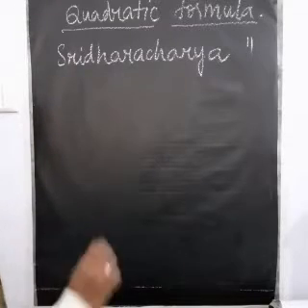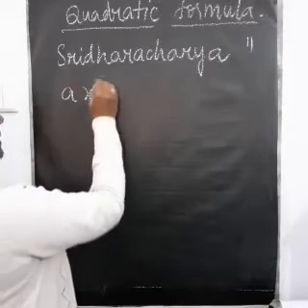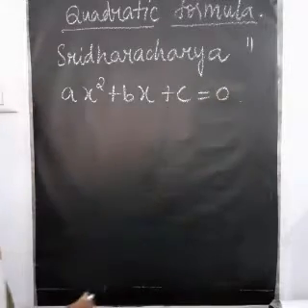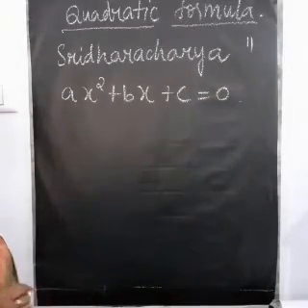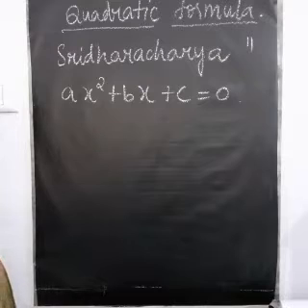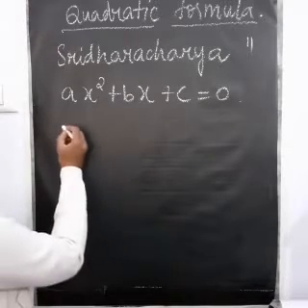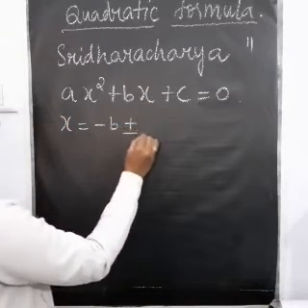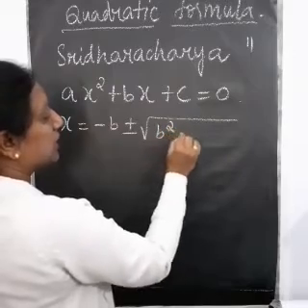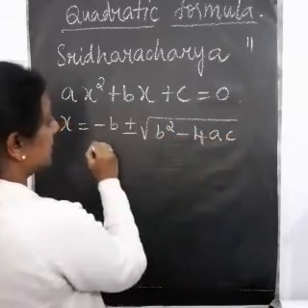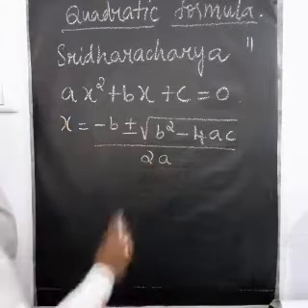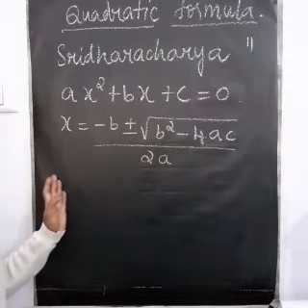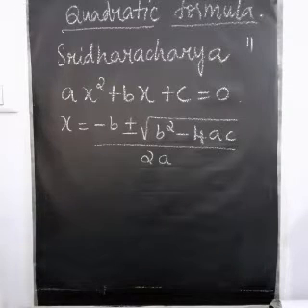Now the standard form of a quadratic equation is ax squared plus bx plus c equal to 0. Now to find the roots or the solution set of this equation, it was given by the formula x is equal to minus b plus or minus root of b squared minus 4ac by 2a. This is known as the quadratic formula. Okay, now we can use this formula to find the answers for a quadratic equation.